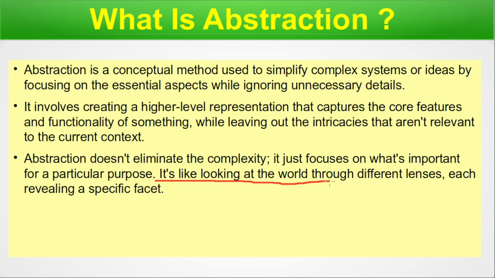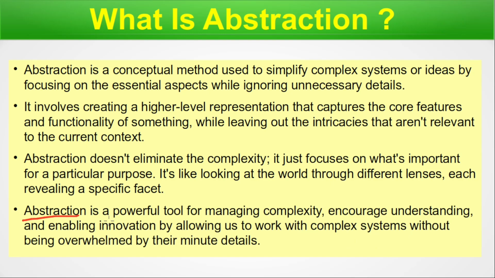It's like looking at the world through different lenses, each revealing a specific facet. Say you have multiple lenses for your microscope. They can have 10x zoom, 20x zoom, 50x zoom. All those lenses are different. And when you see through one particular lens, you get some amount of detail which you do not get from the next one. Hence, each and every lens gives you a different level of detailing. Abstraction is that kind of a lens.